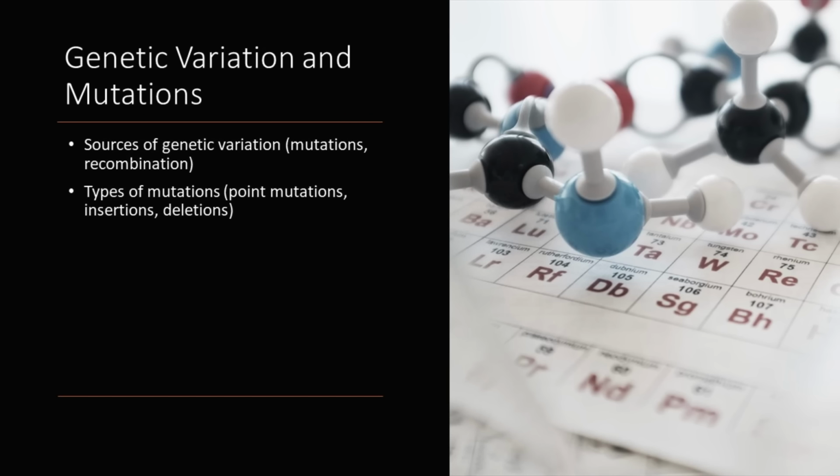Mutations are random changes in DNA sequences and can occur due to environmental factors, errors in DNA replication, or external agents like radiation or chemicals. Genetic recombination, which occurs during meiosis, shuffles alleles between homologous chromosomes, creating unique genetic combinations in offspring. Types of mutations.